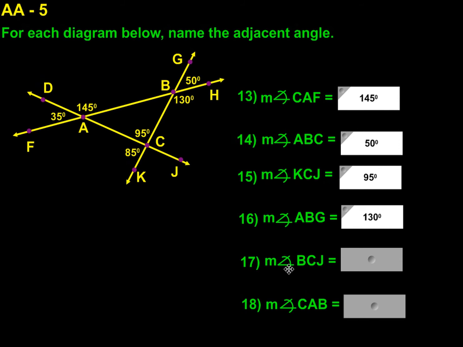For number 17, we're looking for the measure of angle BCJ. So we're looking for this space right here. And I can see opposite that there's a vertical angle of 85 degrees. That means this needs to be 85. And lastly, we're looking at CAB. So we're looking for this empty space right here. And I can see right across from it, we have 35 degrees.